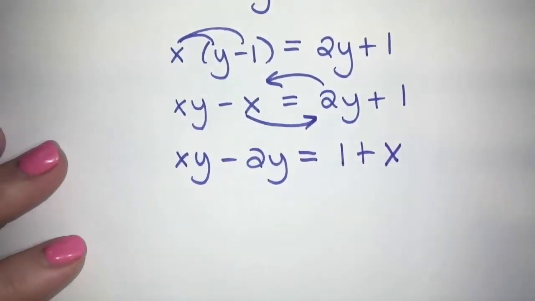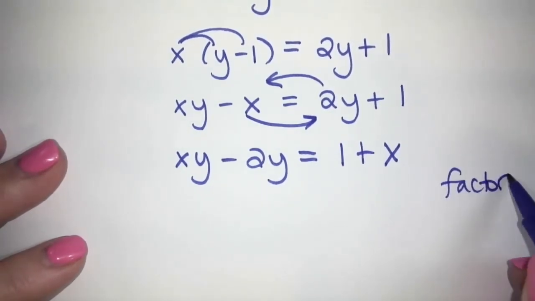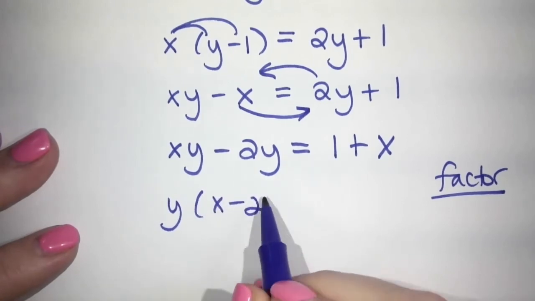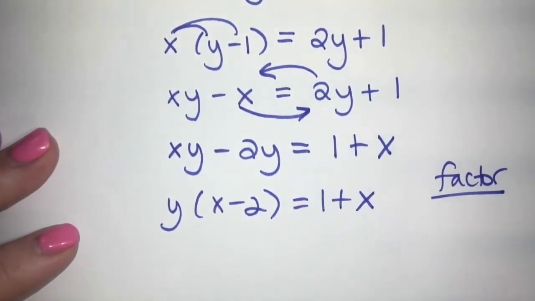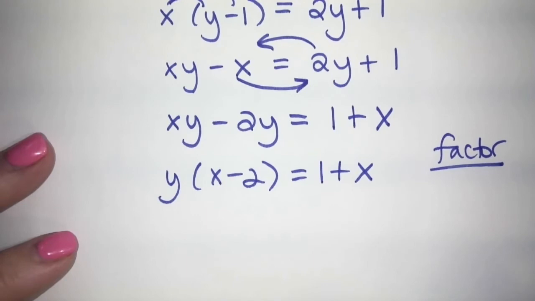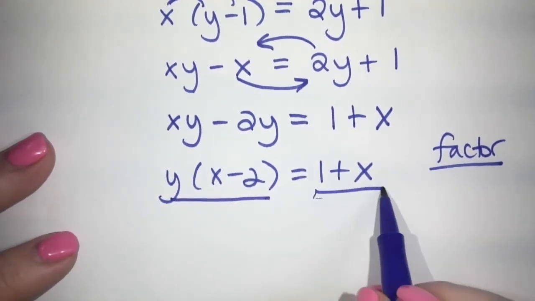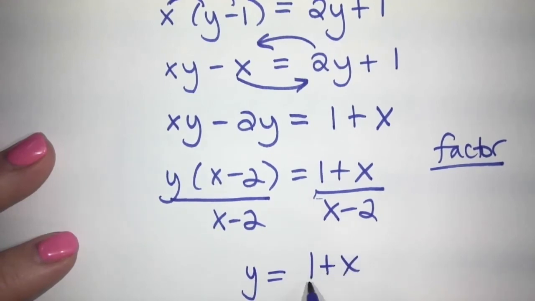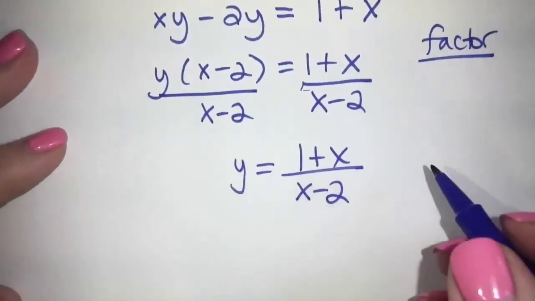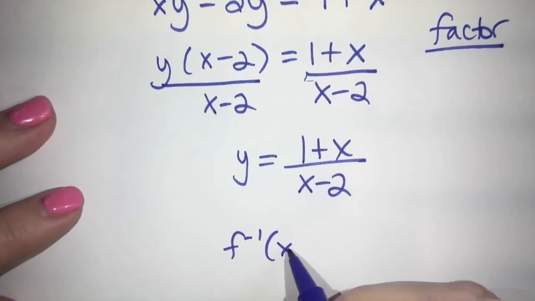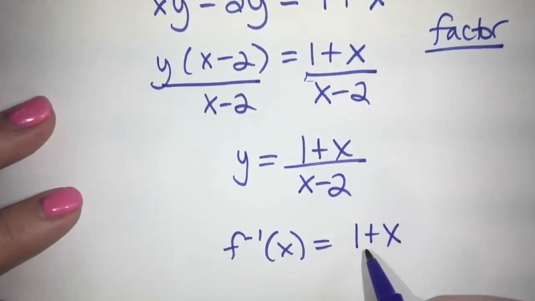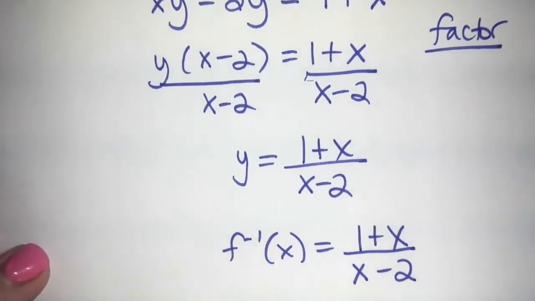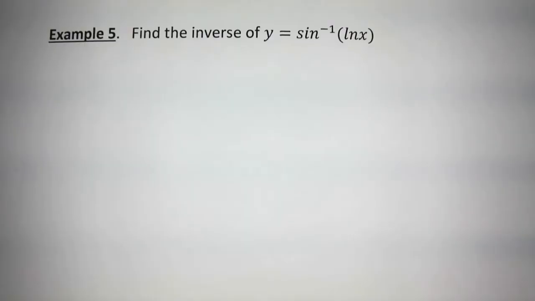And then the tricky step, when in doubt, factor. So here we have a common factor of y times x minus 2 equals 1 plus x, and our final answer is to divide both sides by x minus 2. So y is 1 plus x over x minus 2, which means that's our inverse. F negative 1, or f inverse of x, is 1 plus x over x minus 2. Now we'll do one more example that's a little bit tricky.